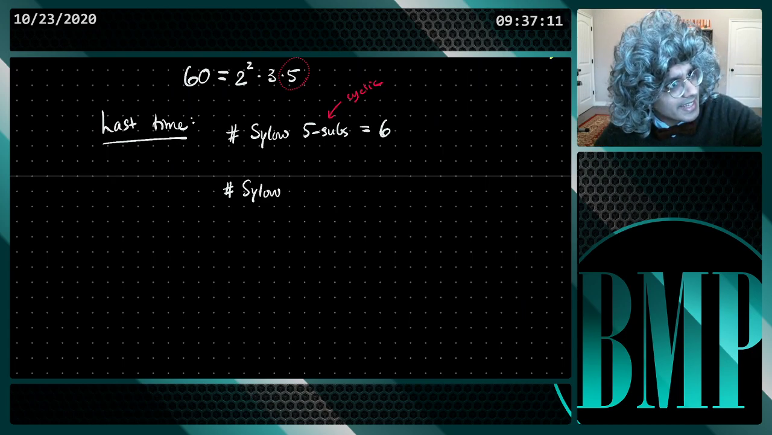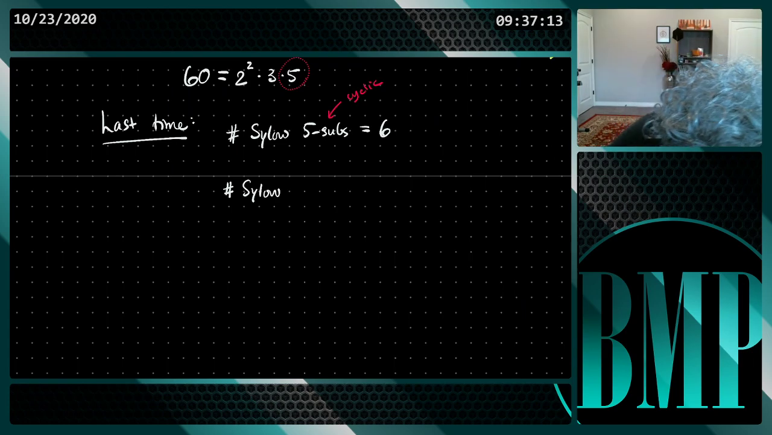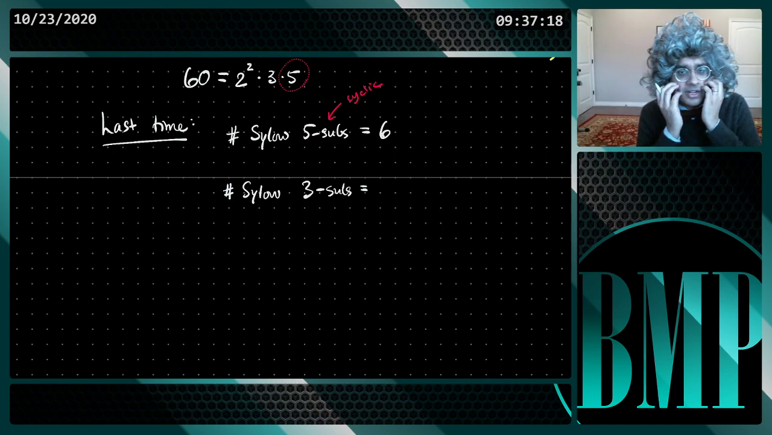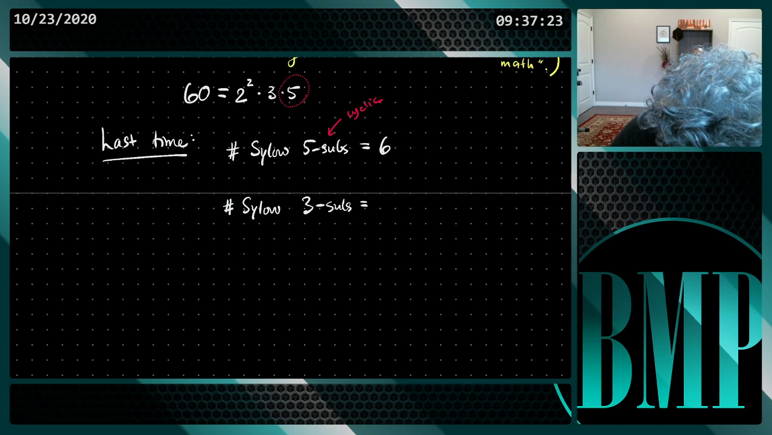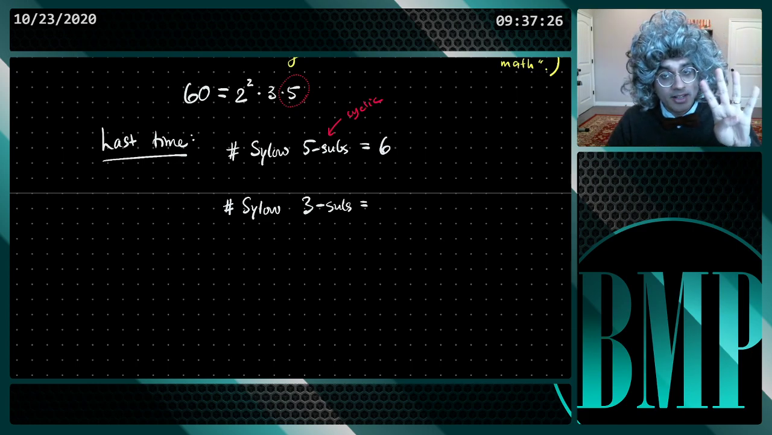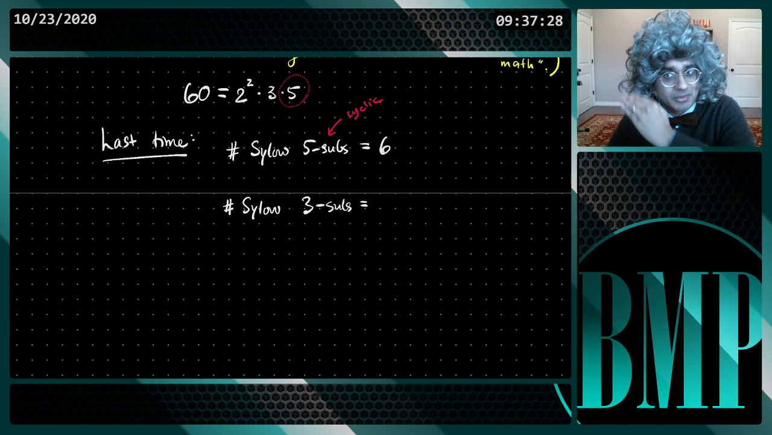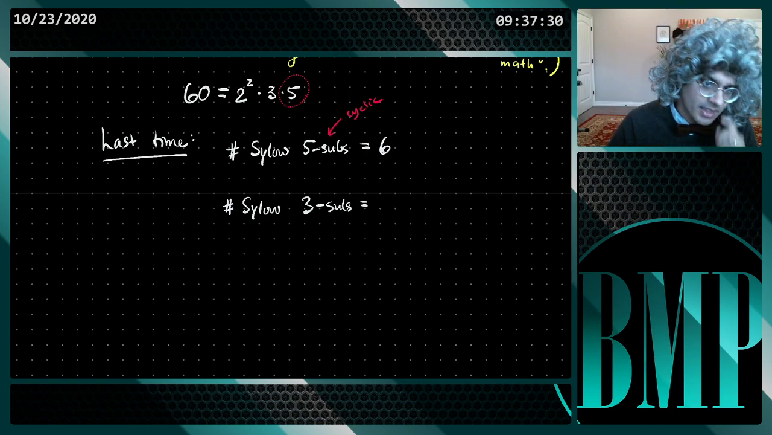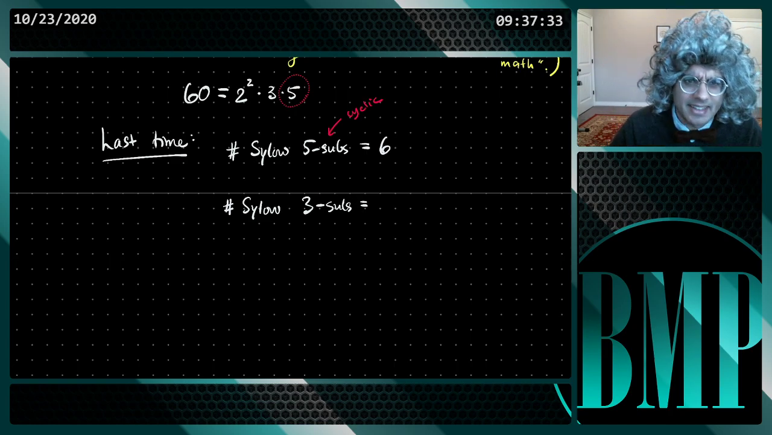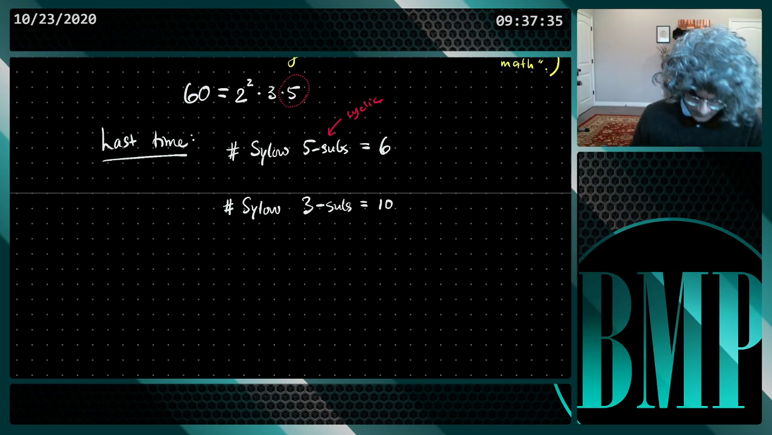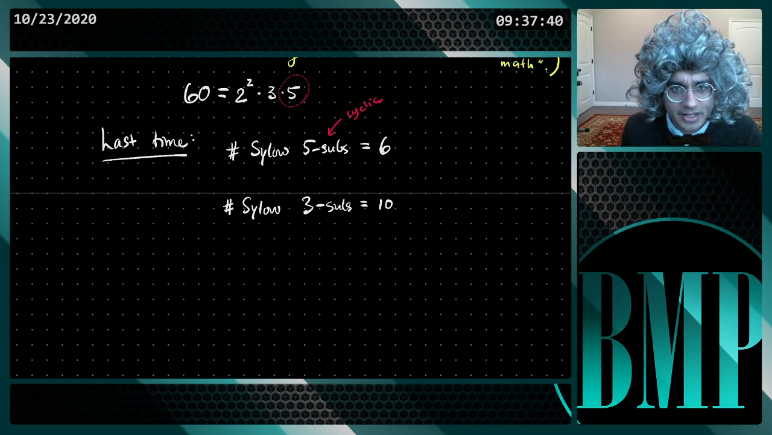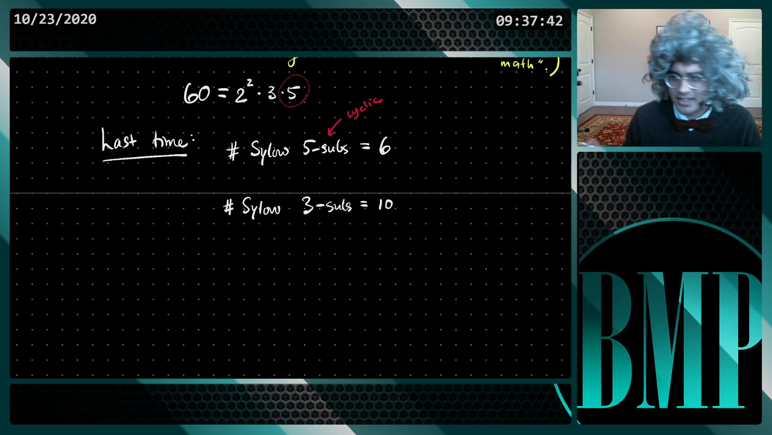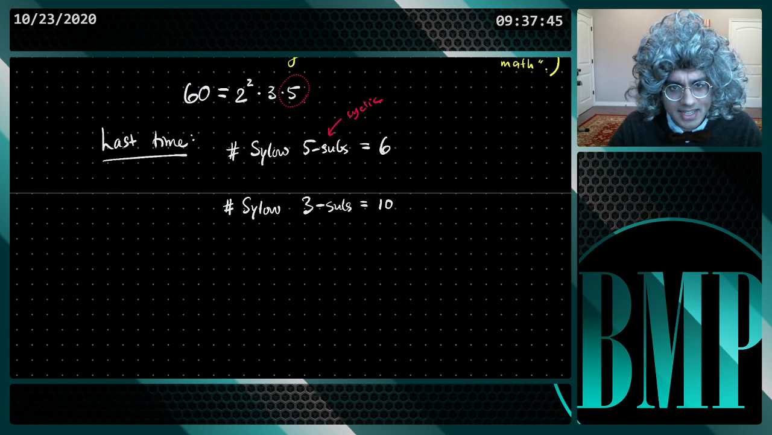Okay, so Sylow 3 subgroups. How many Sylow 3 subgroups are there? I think we had deduced... well, let me just go through it again. There can't be 4, because then you'd get a non-trivial homomorphism to S4. So there has to be 10, I think. 10. 10 was the thing. I'm just going off of memory. I don't use notes.